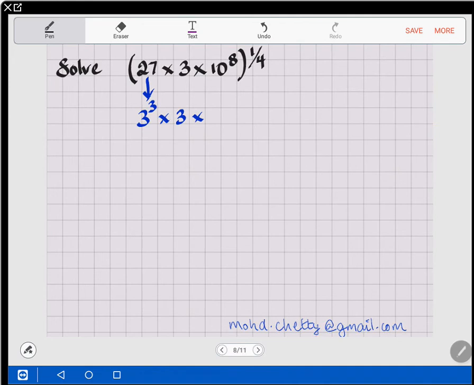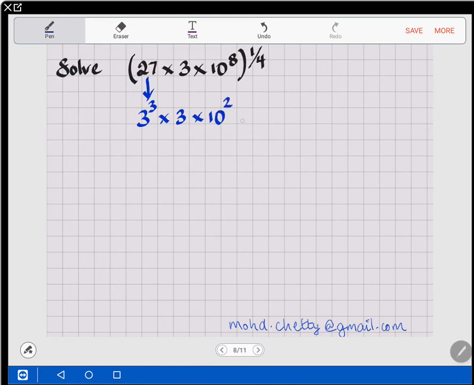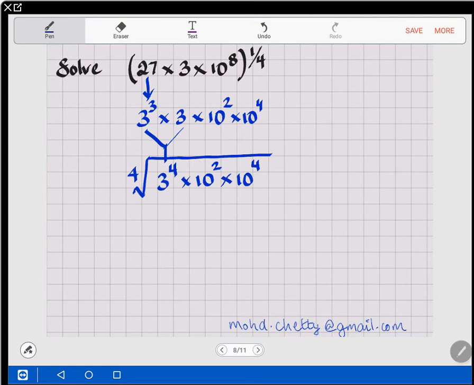Right, we continue with our lessons. 10 to the power of 8 is the same as 10 to the power of 2 multiplied by 10 to the power of 4. That's where it comes from. It becomes 3 to the power of 4 times 10 to the power of 2 times 10 to the power of 4. And for the whole thing we need to take the fourth root, because if it is 1 over 5 it is for 5, if it is 1 over 2 it is for 2, square root.